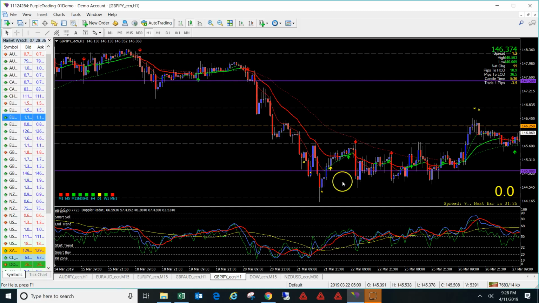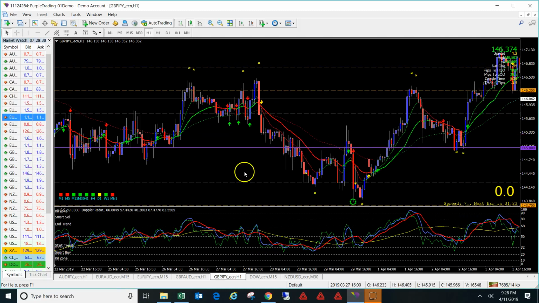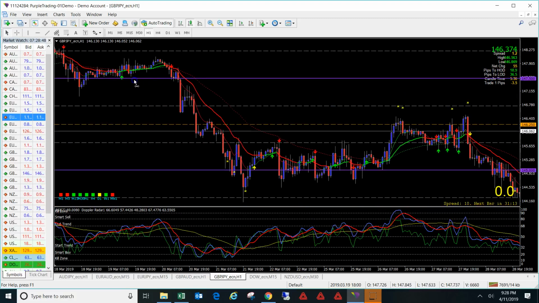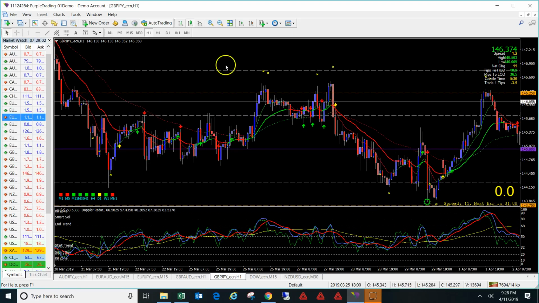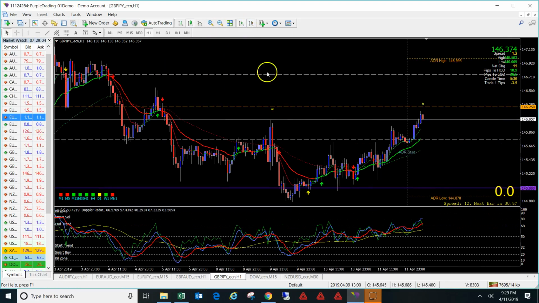And it would be the same if it was coming from down here and broke to the upside; of course, the MAs would turn green. That's just one thing I wanted to point out. Anytime you see the MAs all close together, just be prepared for some type of breakout. And let's see what else.